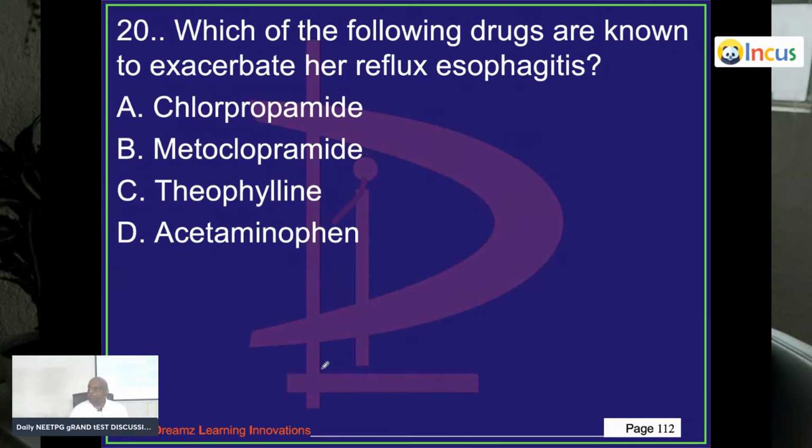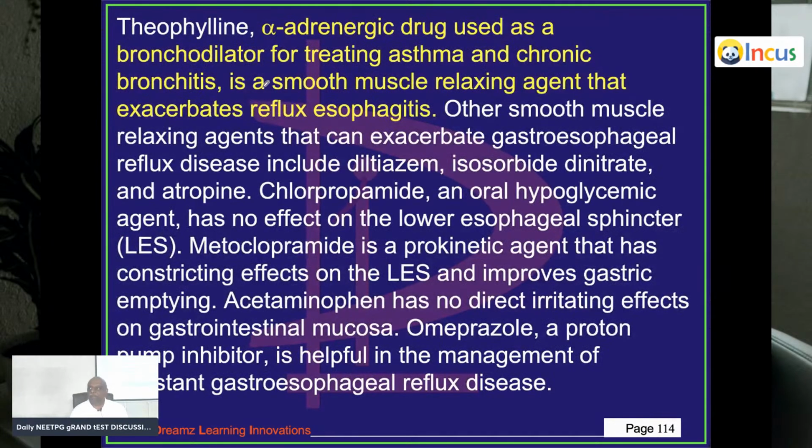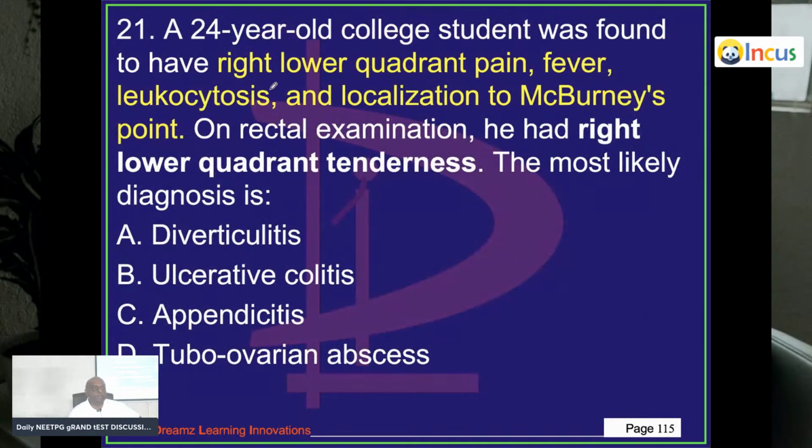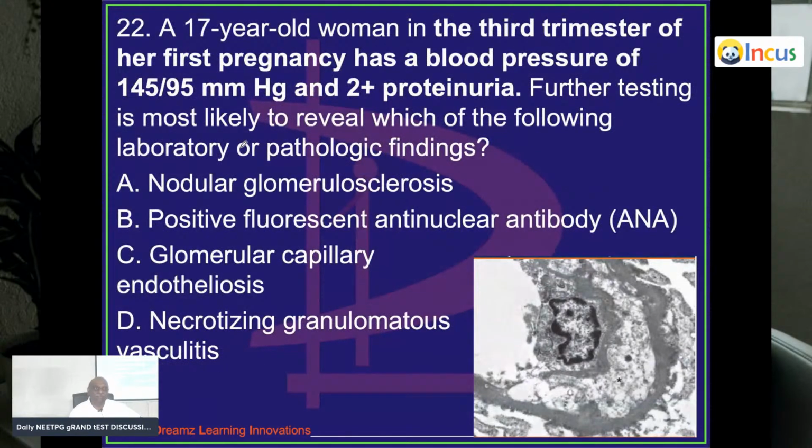Now, which will exacerbate reflux esophagitis, doctor? Theophylline. Theophylline is a bronchodilator and a smooth muscle relaxing agent, and it exacerbates the reflux esophagitis. 24-year-old with right lower quadrant pain, McBurney point means even a baby says the answer: appendicitis.